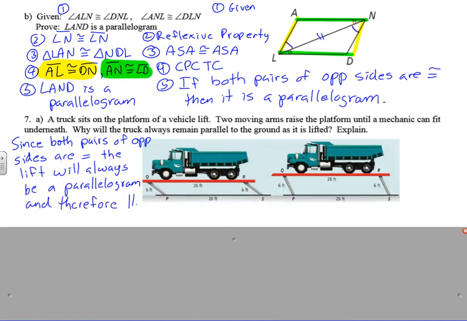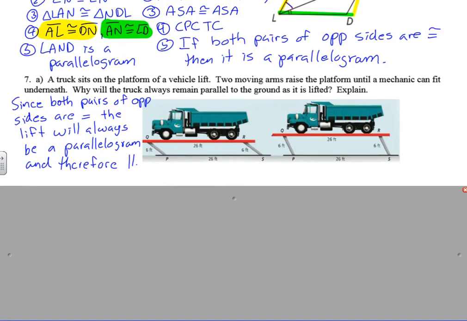Okay, now this one here is a truck that sits on a platform on a vehicle lift. Two moving arms raise the platform until a mechanic can fit underneath. Why will the truck always remain parallel to the ground as it is lifted? Well, if you look at this figure, what you notice is both pairs of opposite sides are equal. And so since both pairs of opposite sides are equal, the lift will always be a parallelogram and therefore parallel. That's one of the properties, right? Opposite sides of a parallelogram are parallel.